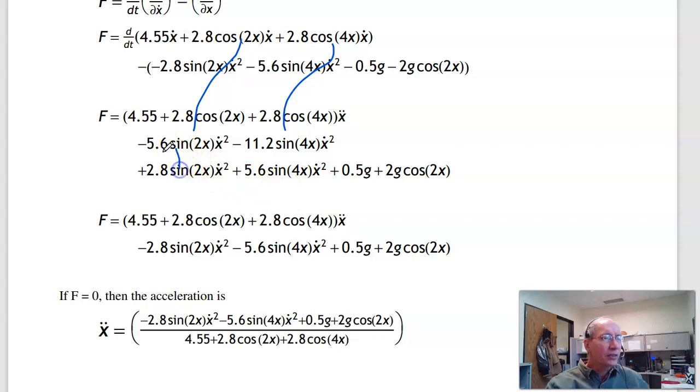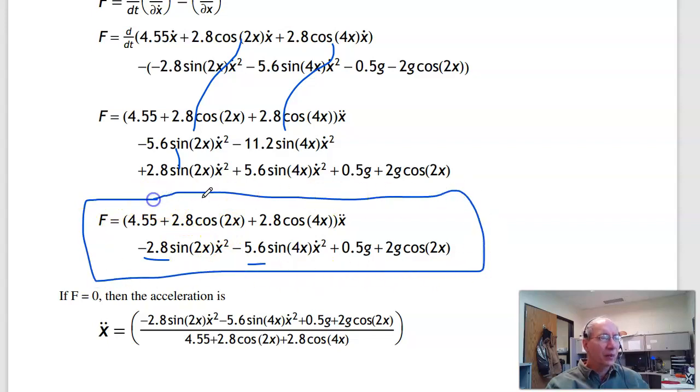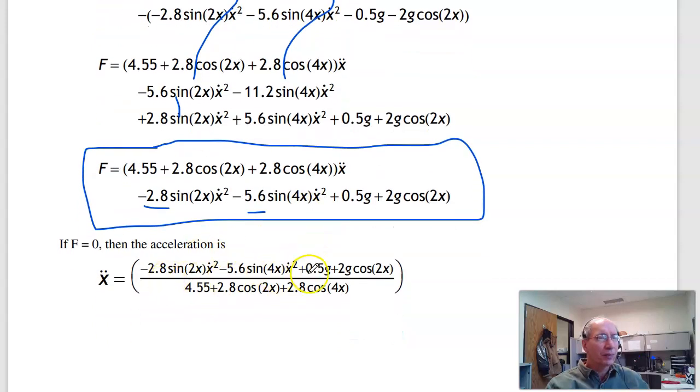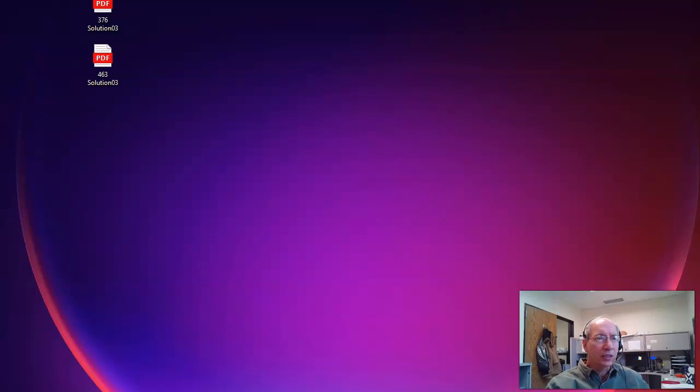These somewhat cancel, gives you minus 2.8. These somewhat cancel, gives you minus 5.6. It just comes down. So here's the dynamics. And wasn't that fun? If the force is 0, I can solve for x double prime. And I've got a sign error here. That's where I was having problems with my simulation. That's what I simulate.